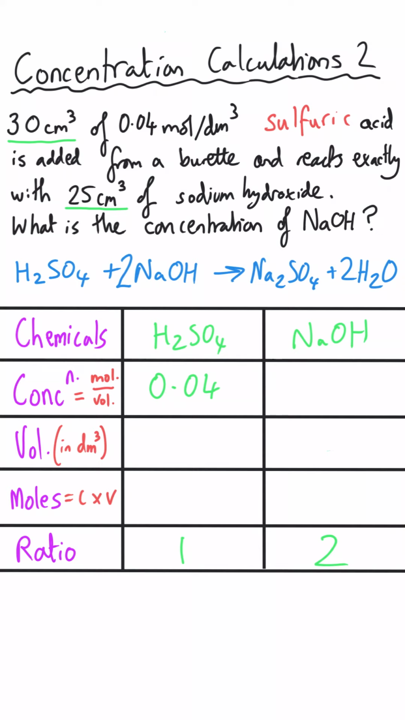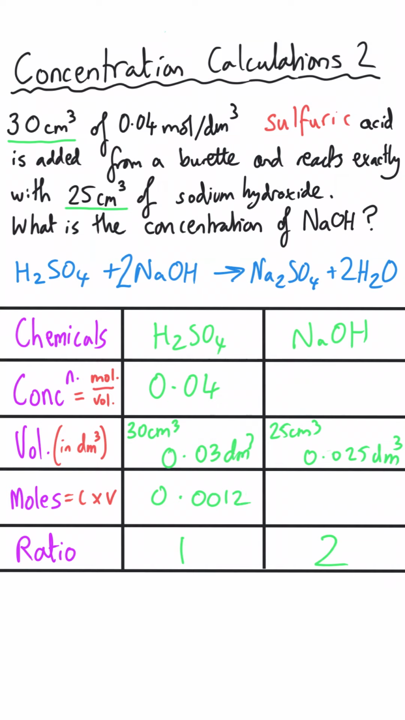The volume of sulfuric acid is 30 cubic centimeters. Of course, that needs to be in dm cubed, and the sodium hydroxide is 25 cubic centimeters. That also needs to be in dm cubed. So again, we're dividing both by 1000. So then when we do moles is concentration multiplied by volume for the sulfuric acid, we get a final answer of 0.0012 for the moles of sulfuric acid.